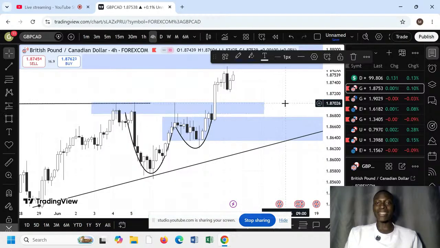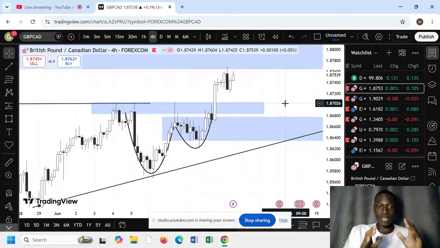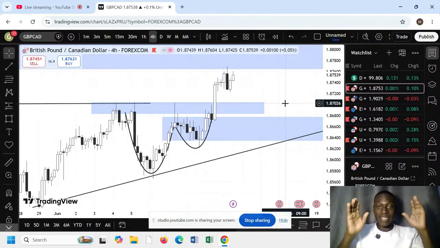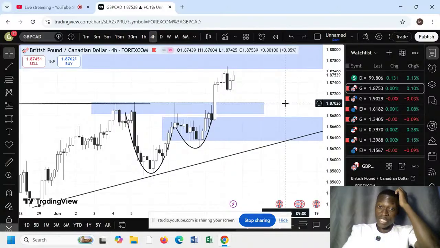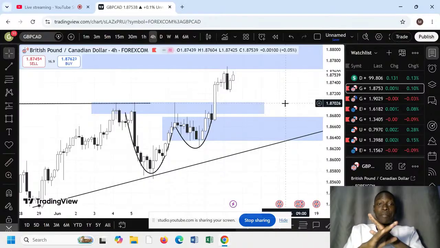I'm not like, but it is according to the way how I know myself. With the record that I have, 90% of my bias or my analysis come true, except sometimes when price does other things. But when it comes to having a higher win rate, I'm one of the best traders who have the highest win rate I've ever seen.